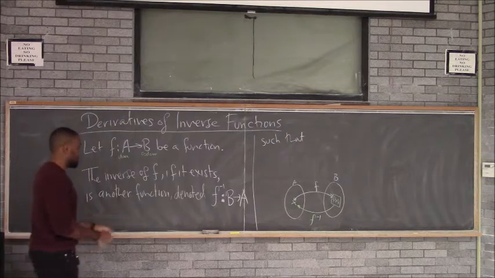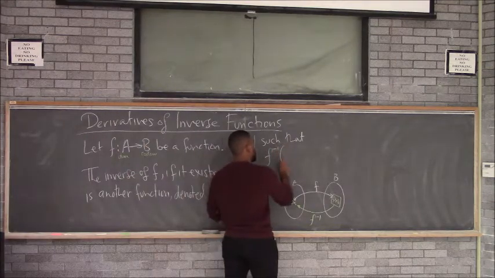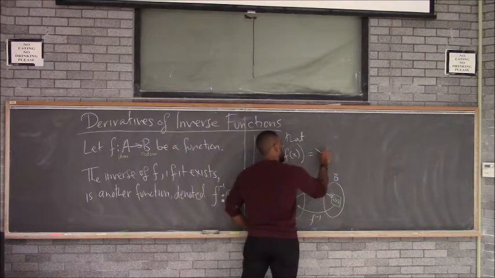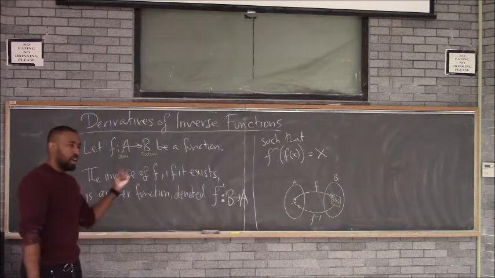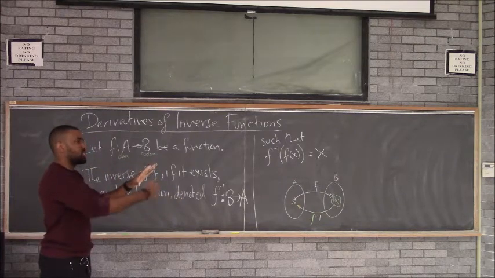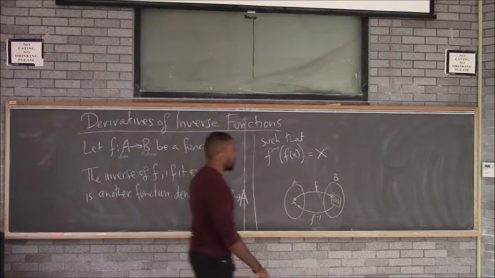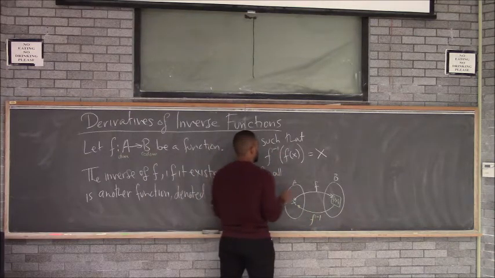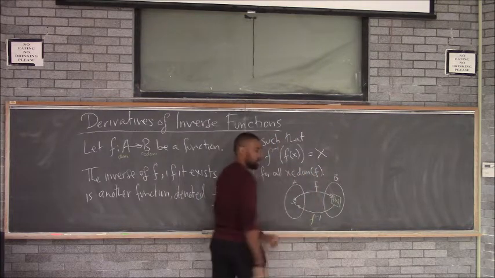It undoes the function. Another way to write this is to say that if you take f inverse of the output of the original, x is going to be the answer, right? So f is going to do something to x. f inverse applied to that output is going to undo whatever the original function did. So it's going to give you x for all x in the domain of f.